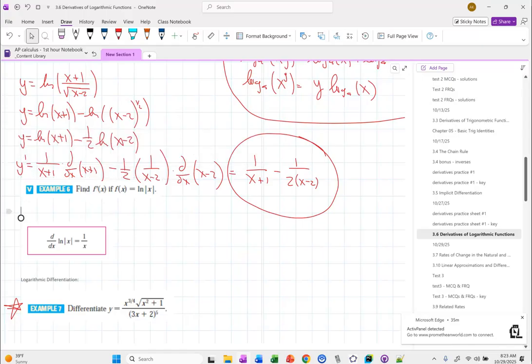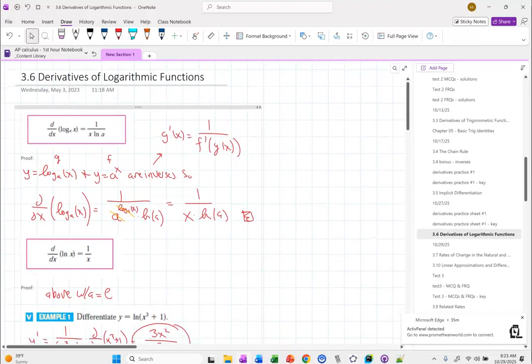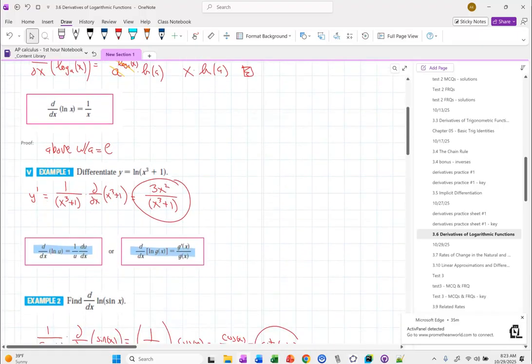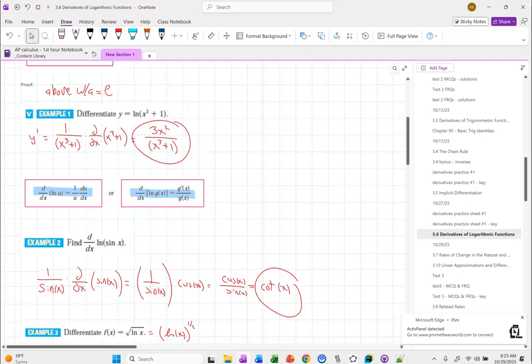So in this section 3.6, we've been talking about how to take the derivatives of logarithms. Initially we saw our 2 rules for differentiating logarithms. The derivative of log base a of x is 1 over x times the natural log of a. And the derivative of the natural log is just 1 over x. And we saw that most of these logarithmic derivatives are going to be chain rule type problems.